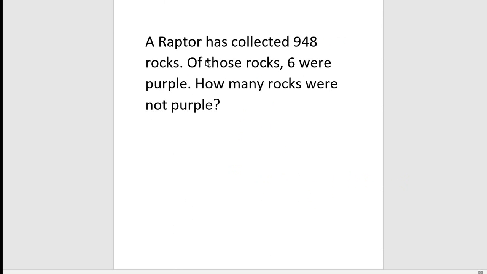This one is: a raptor has collected 948 rocks. Of those rocks, 6 were purple. How many rocks were not purple? So that is the first question that I want you to try. And remember, you're going to want to find the important details. You want to find out the two numbers you're working with, and whether you're using addition or subtraction for those two numbers.